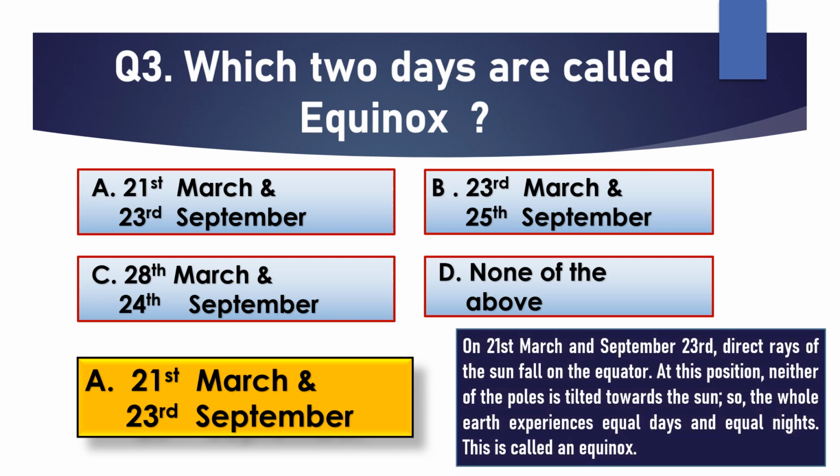On 21st March and September 23rd, direct rays of the Sun fall on the equator. At this position, neither of the poles is tilted towards the Sun, so the whole Earth experiences equal days and equal nights. This is called an equinox.